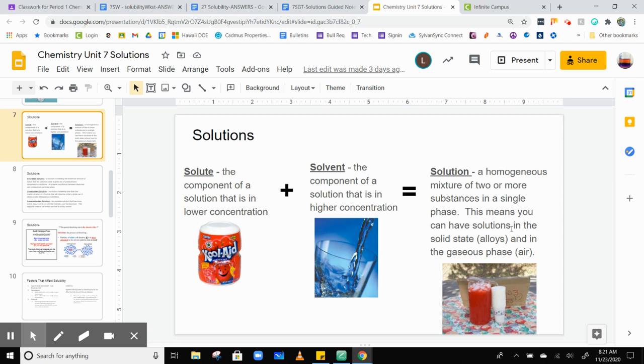You can also have two metals that come together. Remember, we talked about metals. If metals come together and form a solution, we call them alloys. And then gases can also form solutions as well, like air is an example. Just a mixture of different types of gases.